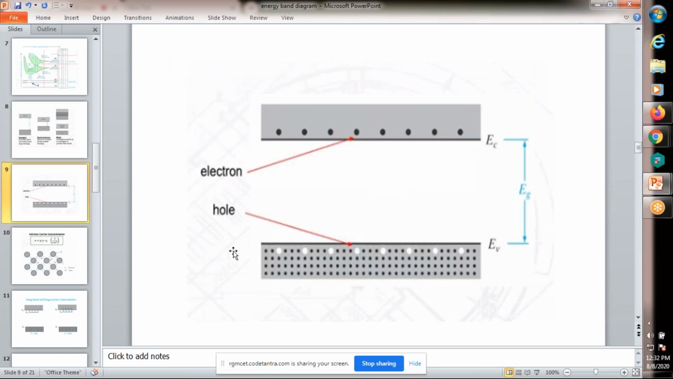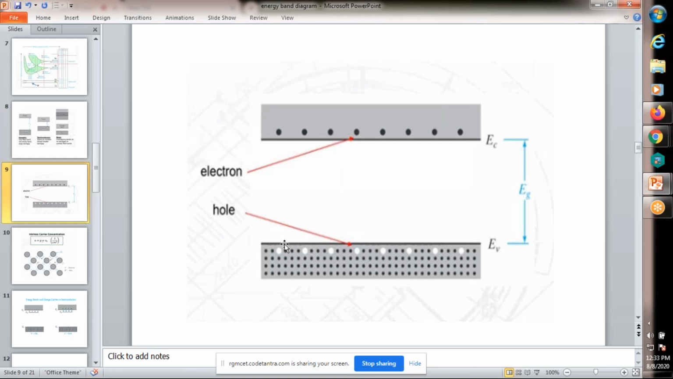Now coming to the semiconductors. This is the valency band and this is the conduction band. E suffix C indicates the conduction band, V indicates the valency band, and E suffix G indicates the band gap energy. Now if we increase the temperature, what happens? At 0 degree Kelvin, the semiconductor behaves as an insulator. As temperature increases, what happens?